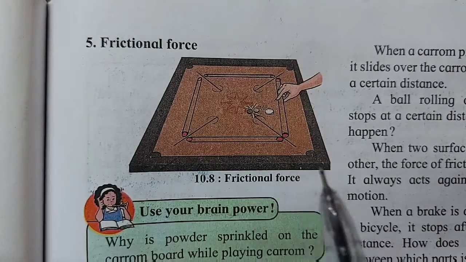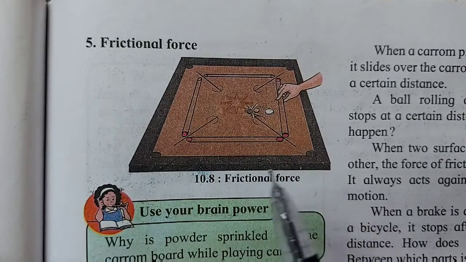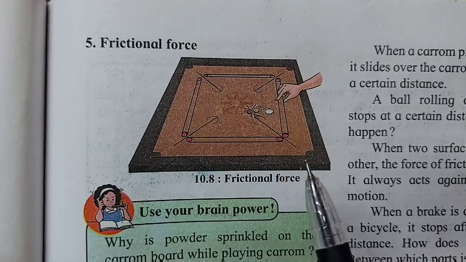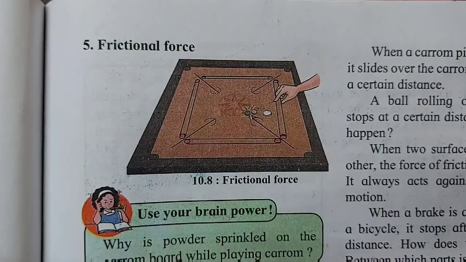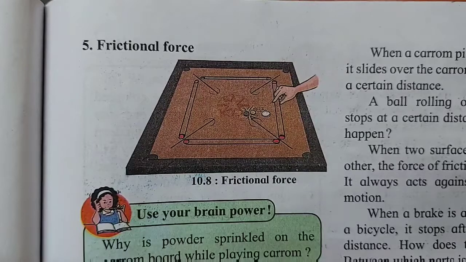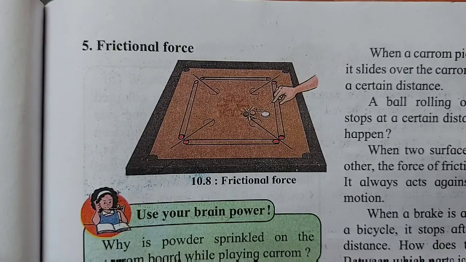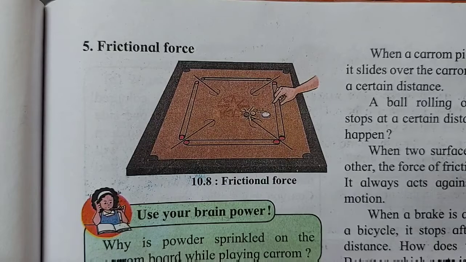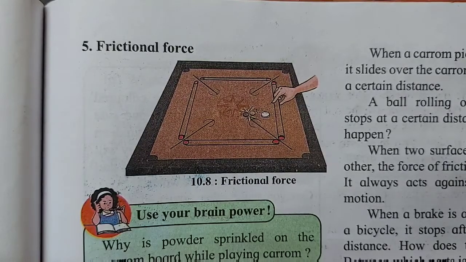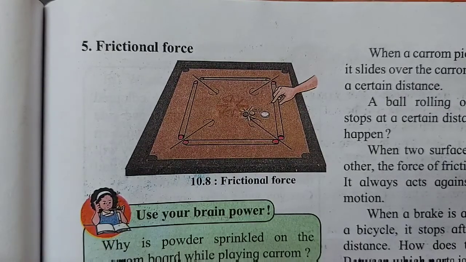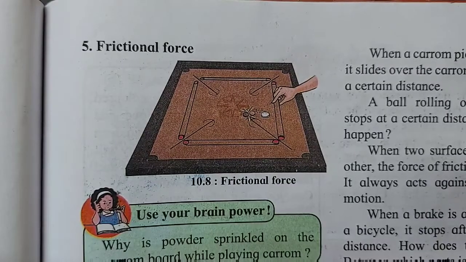You sprinkle talcum powder on that. Because of that, what happens? The coins move smoothly. Now what is the reason behind it? Now while continuously playing on that board, the friction increases. The friction between the coins and the board increases. Now to reduce it, we add talcum powder to it. Sprinkling talcum powder on it reduces the friction, making it smooth so that we enjoy the game properly.